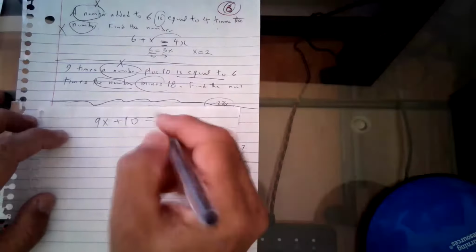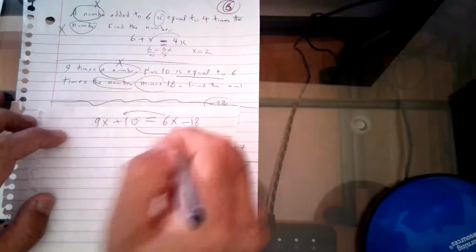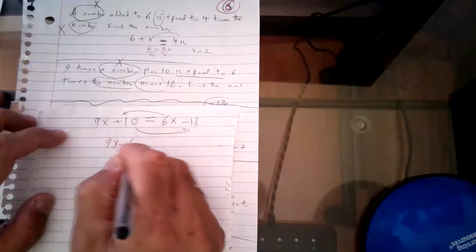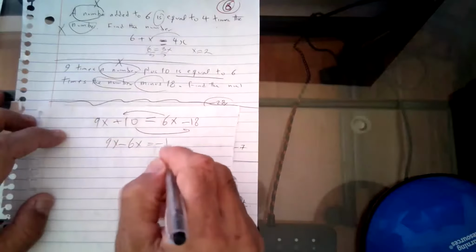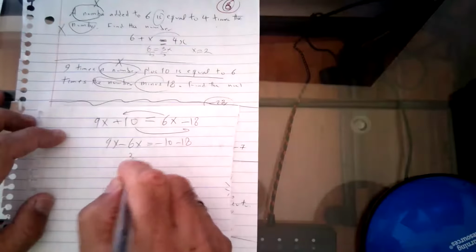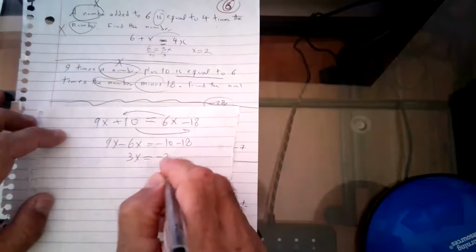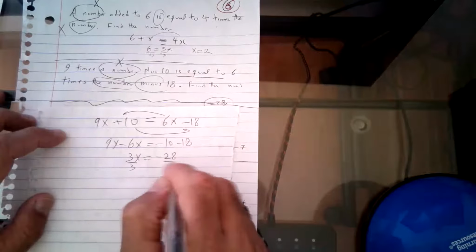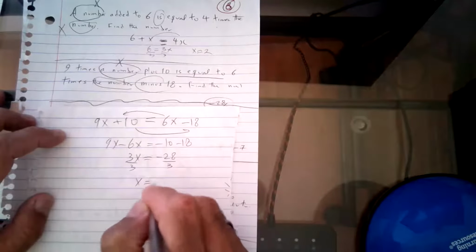And then you solve it. 6x goes to this side, 10 goes to that. So it's 9x minus 6x is negative 10, negative 18. So 3x is minus 28, and then divide both sides by 3. Minus 28 over 3.